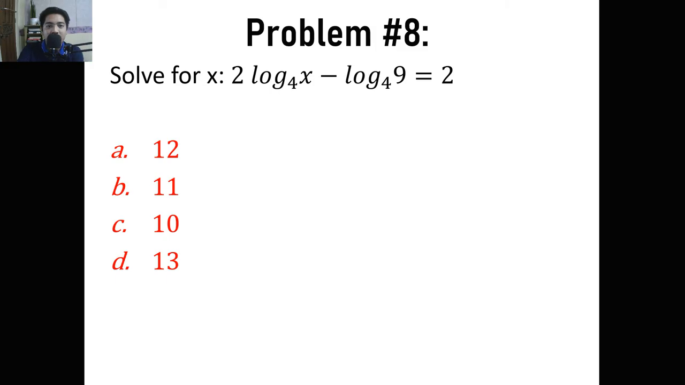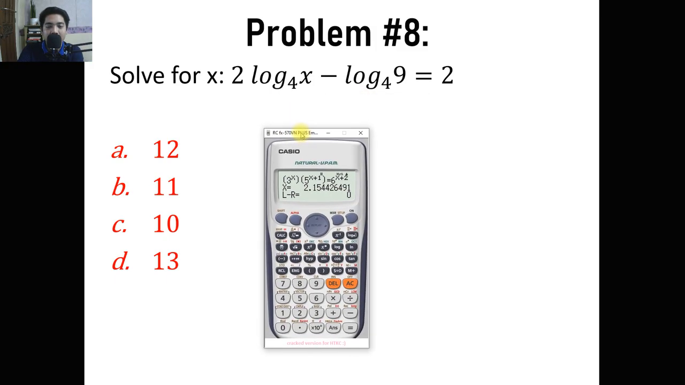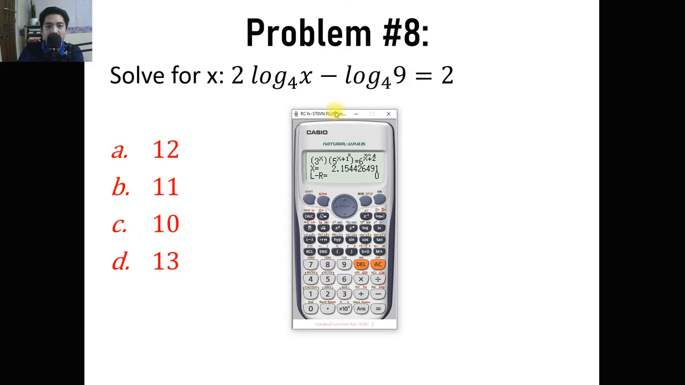Okay, so this problem number 8 involves logarithm. Solve for x: 2 log of x with base 4 minus log of 9 with base 4 equals 2. This is what I'm trying to tell you, that this logarithm has a base other than 10, which is 4. We will not be using this, but rather this one with the base.